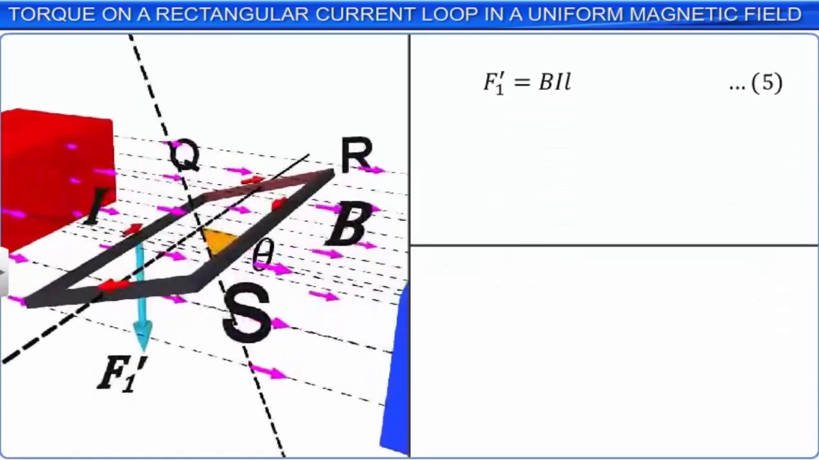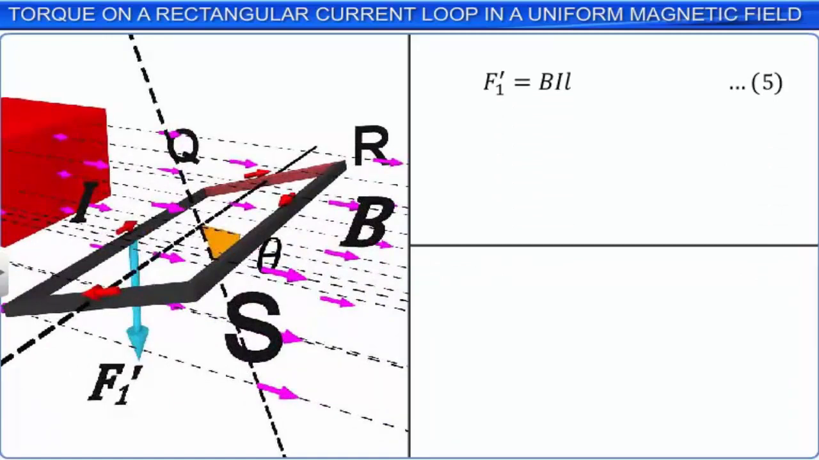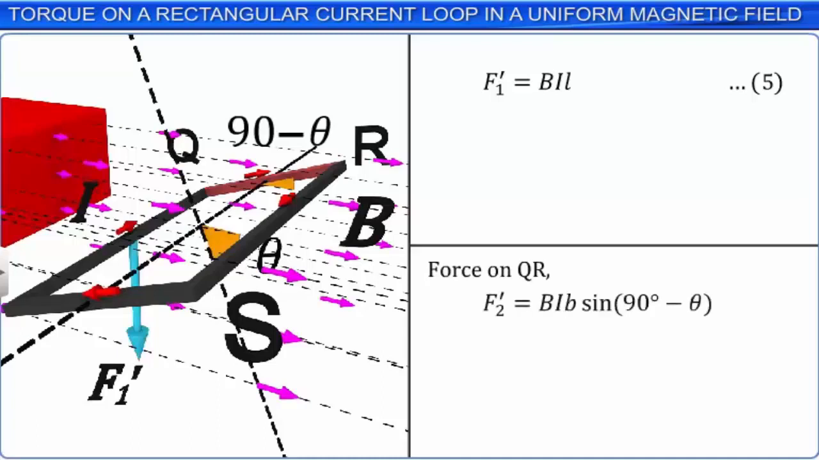In the case of arm QR, the length of the arm QR is not perpendicular to the direction of the magnetic field. Area vector makes an angle θ with the magnetic field. Hence, the angle between the magnetic field and the current through QR is 90 minus θ. Then, the force on QR, part of the loop due to the magnetic field, is F2' = BIb sin(90 − θ), which is equal to BIb cos θ. Let this be equation 6. The direction of force F2' is obtained by using the right-hand rule.